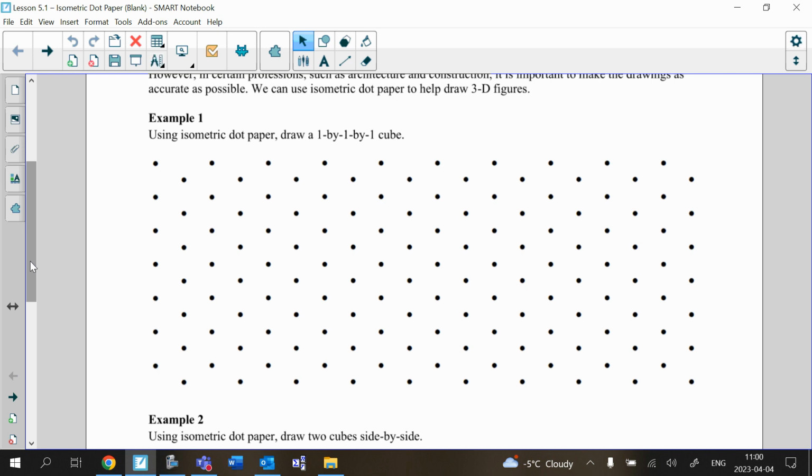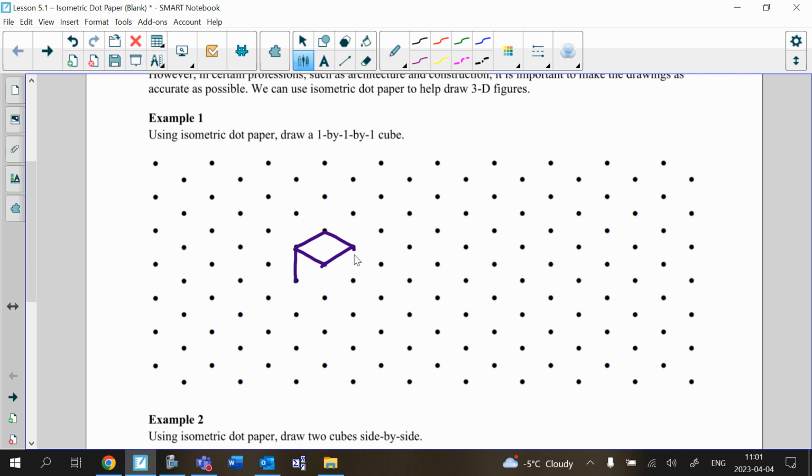Well, pick four dots that form a diamond and connect them. Then, from the outside dots, draw two segments down. From the bottom dot of the diamond, draw another one down, and you can see it forming. Hopefully you can see where you finished the segments to connect it, like so.